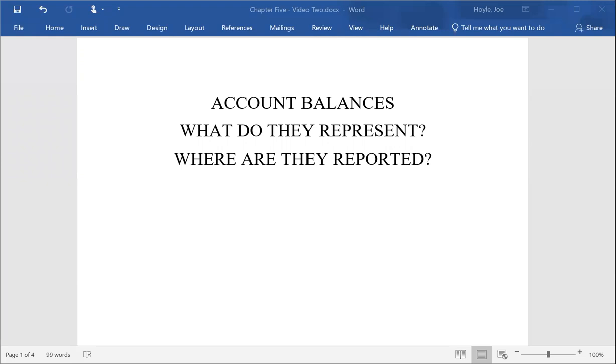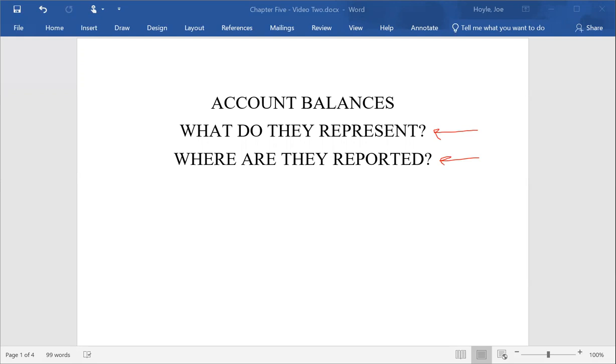So we're going to look at about 12 of these, and I want to make sure that you know what they represent and where they are reported. Because if you don't get this right now, then you'll struggle in the future. But I want to make sure before we go one step further that you're comfortable with the various account balances.